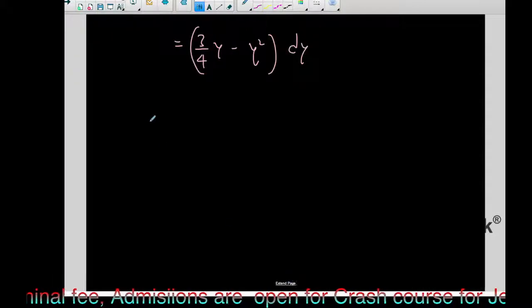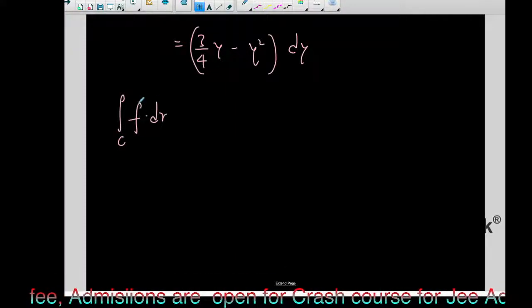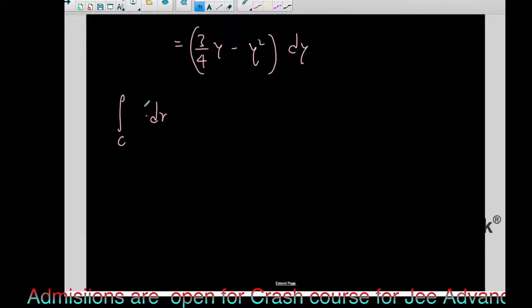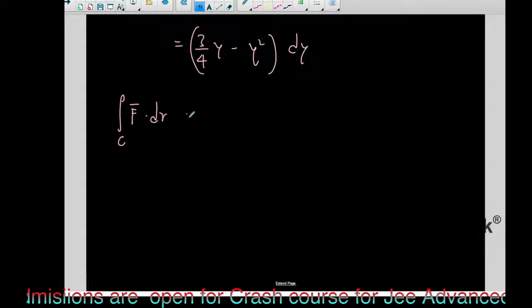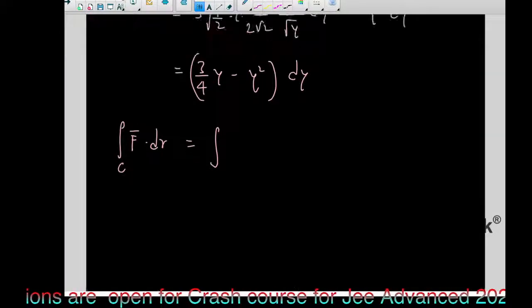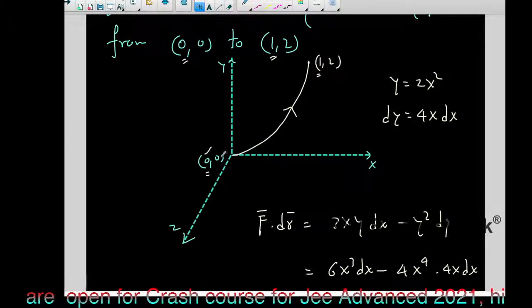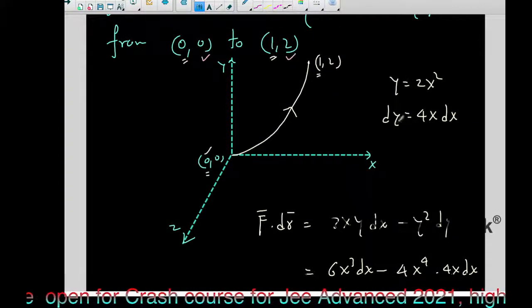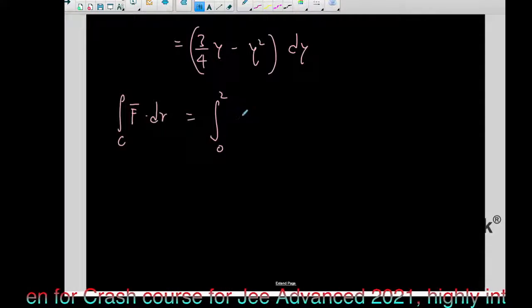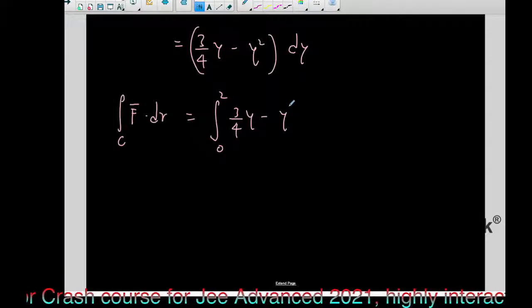So the result will be the line integral, that is the integral over C of capital F dot dr, whatever we have assumed over that. That will become the integral of, now you have to consider the limits in terms of y. What limits do you have to consider now? Now you have to go from 0 to 2, y1 to y2, the corresponding values. That is the integral of 3 by 4 y minus y square dy.